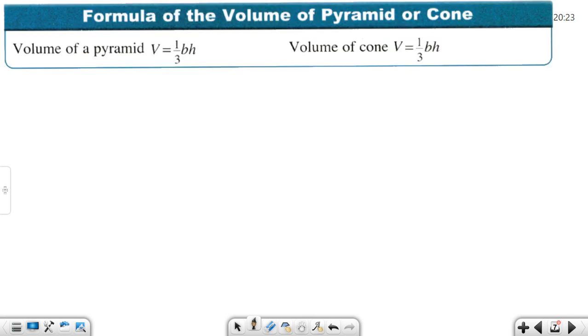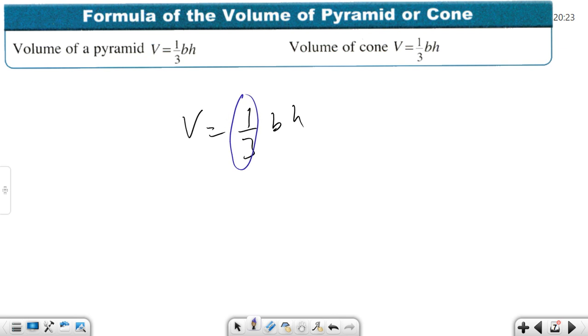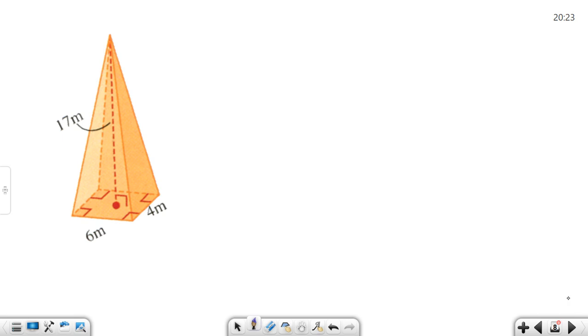Now let's come to volume. The volume formula for a pyramid and a cone is the same. The volume is always 1 over 3 multiplied by base multiplied by height. The difference with prisms and cylinders is the 1 over 3, it's 1/3 of the prism actually. Let's find that one. The volume is equal to 1 over 3 multiplied by area of base multiplied by altitude or height.